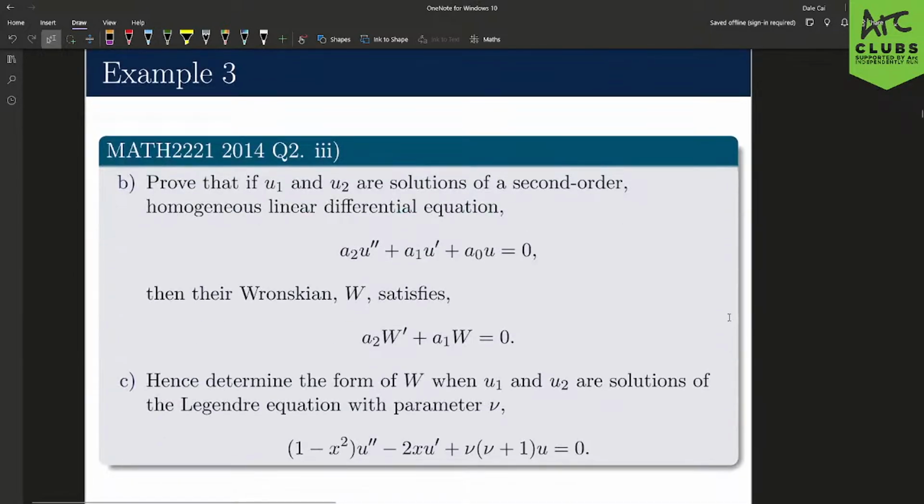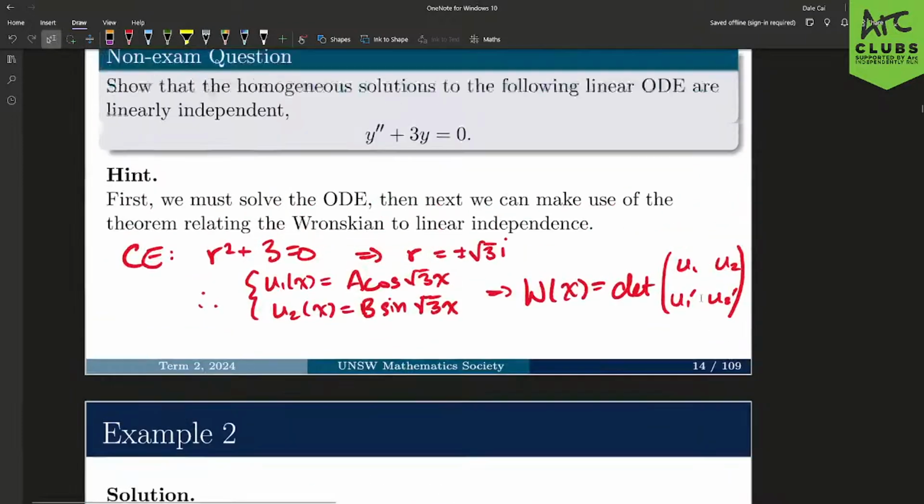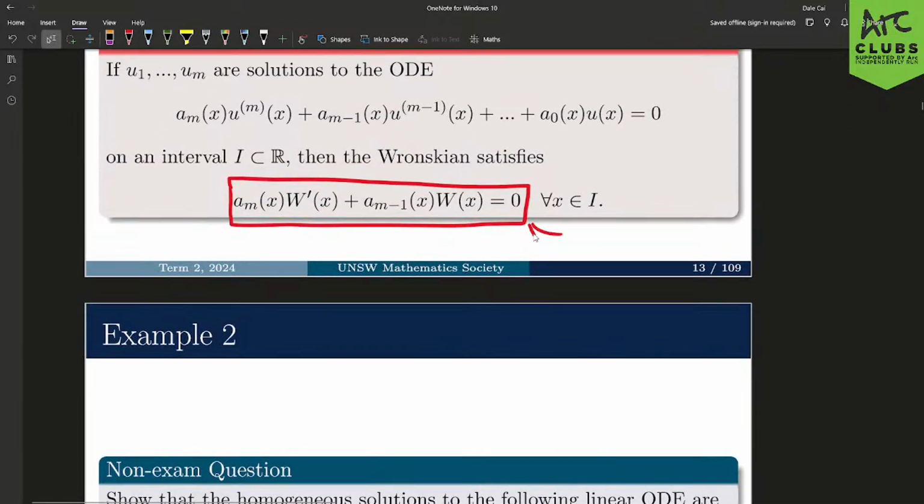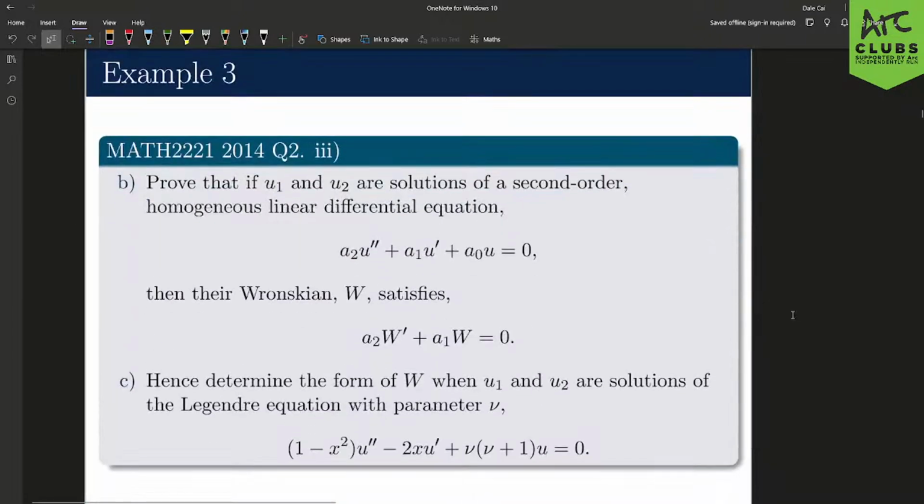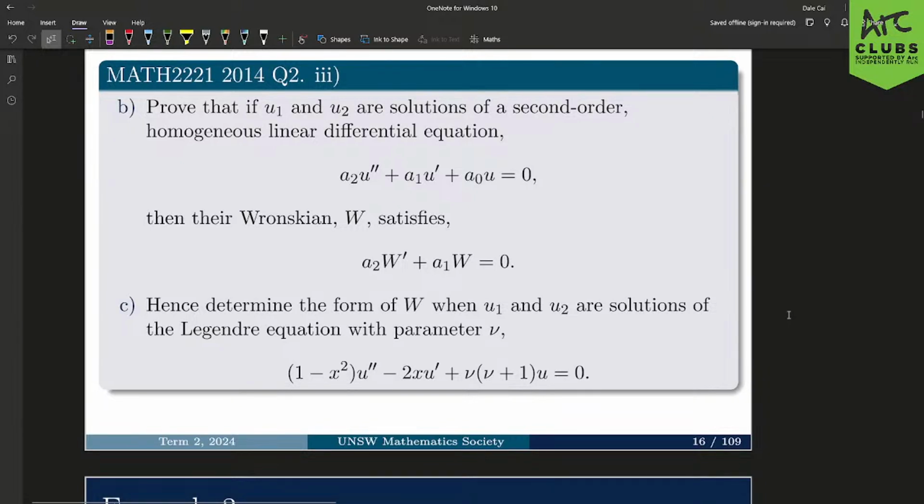Next question here. Prove that if U1 and U2 are solutions of this differential equation, then the Wronskian satisfies this. So this is just asking you to prove this identity for a specific case where it's, I believe, second order. Right, okay. So the way we're going to start this off, we want to find the Wronskian, right? That's the only way we're going to be able to do this. And the Wronskian being the determinant of this matrix.